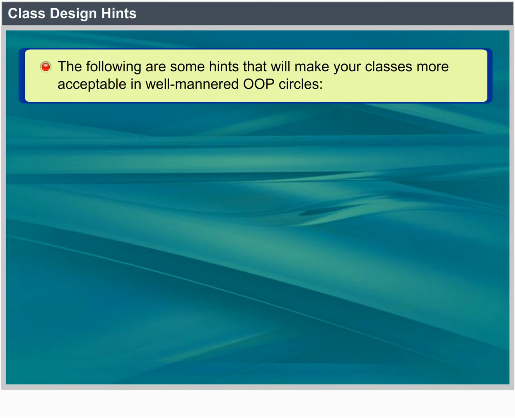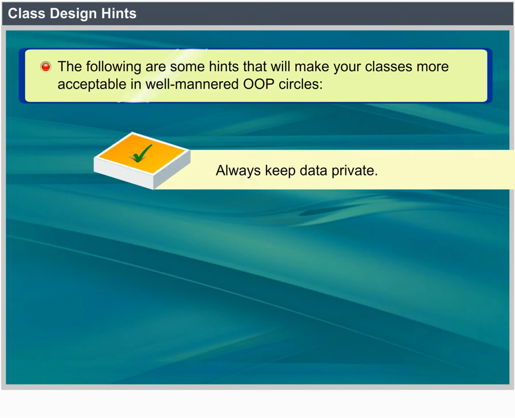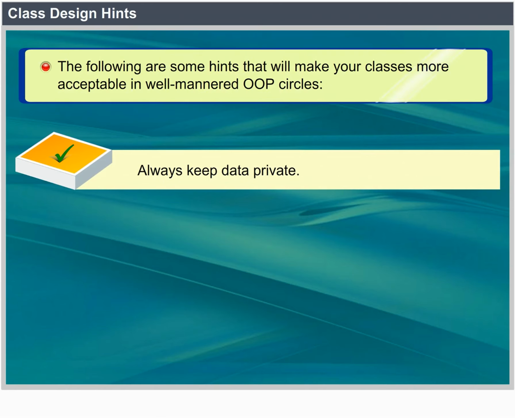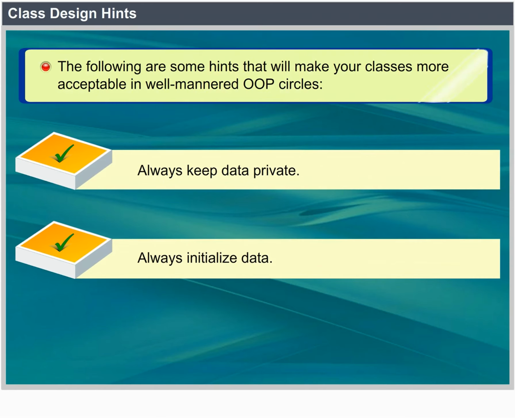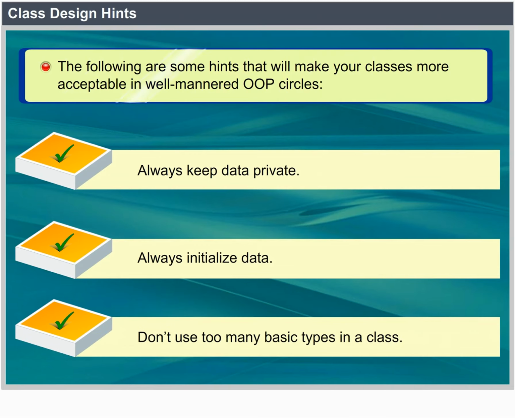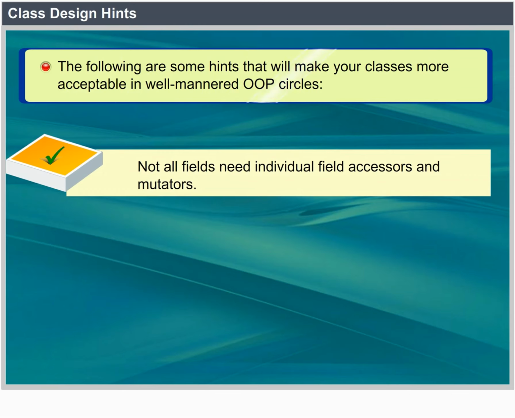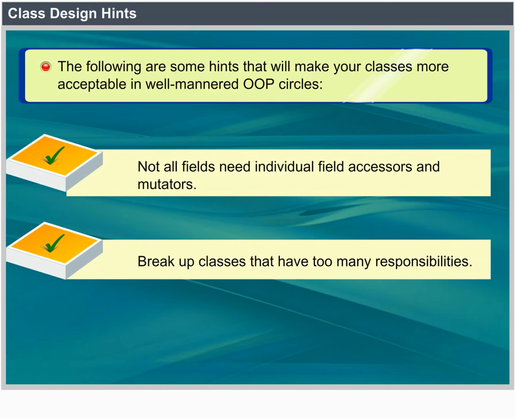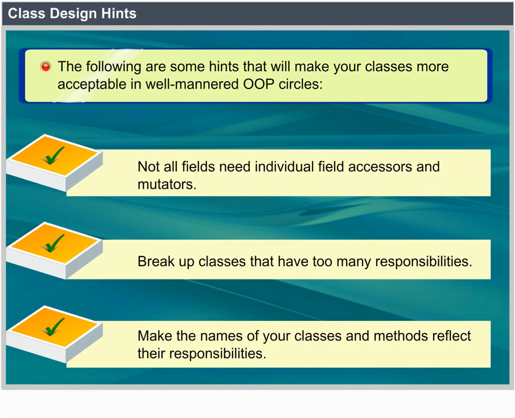Class design hints. The following are some hints that will make your classes more acceptable in well-mannered object-oriented programming circles. Always keep data private. Always initialize data. Don't use too many basic types in a class. Not all fields need individual field accessors and mutators. Break up classes that have too many responsibilities. Make the names of your classes and methods reflect their responsibilities.